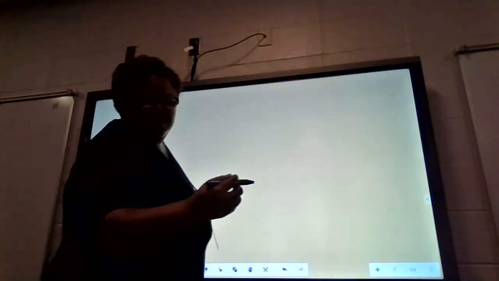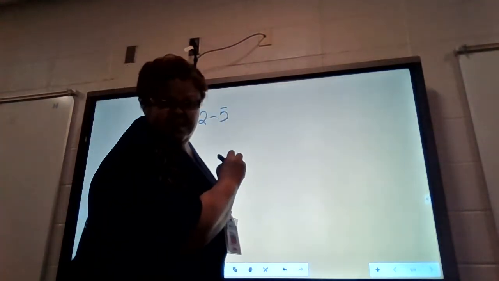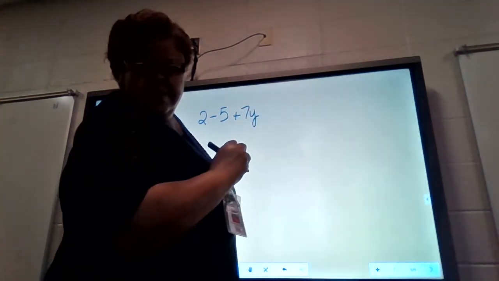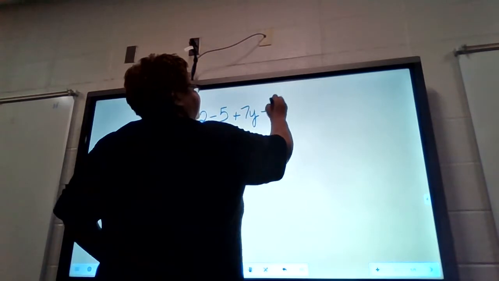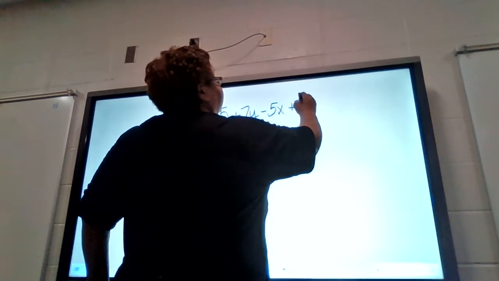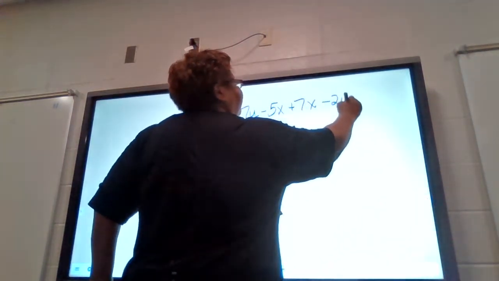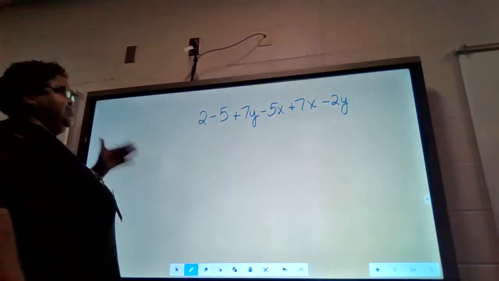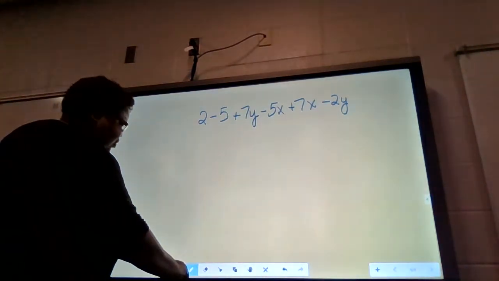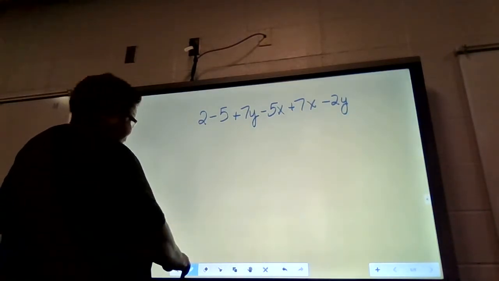Let's change to purple because I was bored with the other colors. So 2 minus 5 plus 7y minus 5x plus 7x minus 2y. Now, I like to use different shapes to do my like terms, or different colors. So let's just do shapes today.